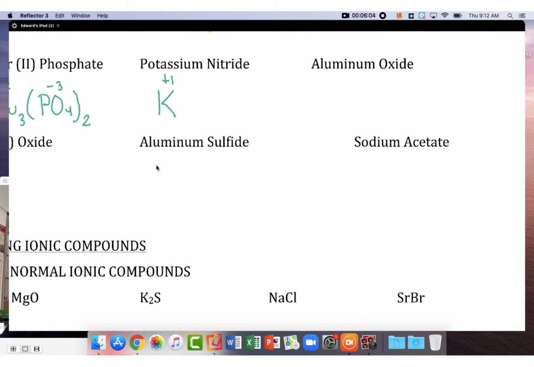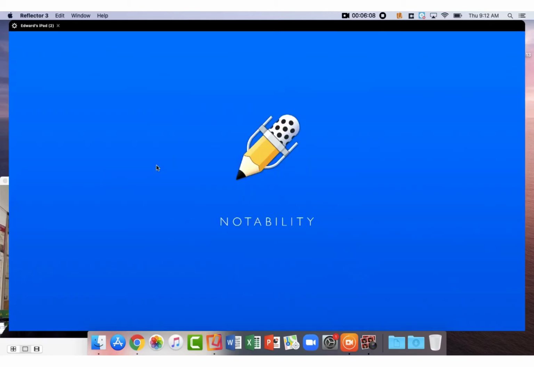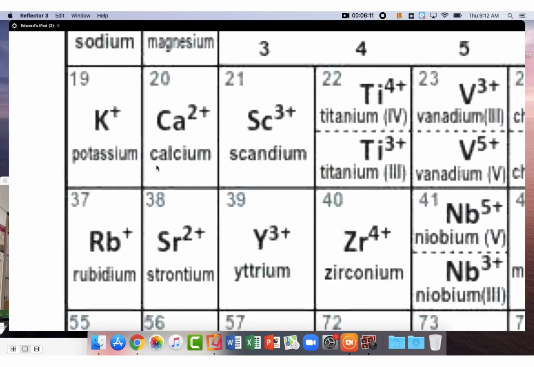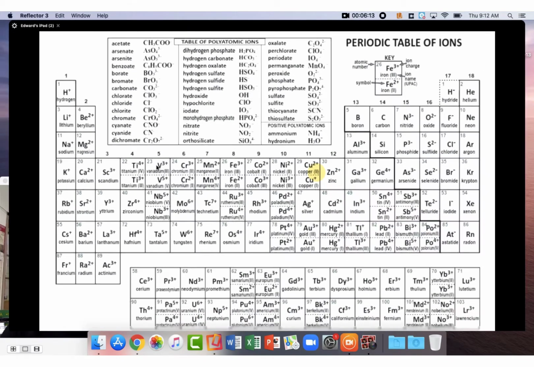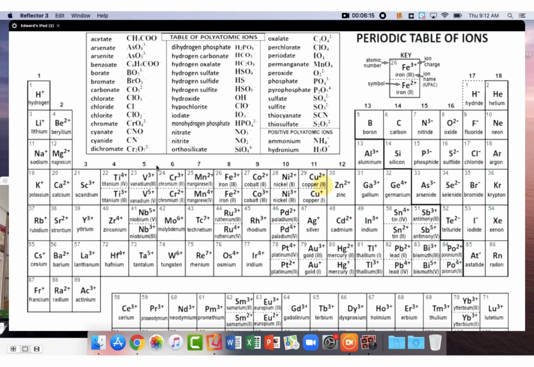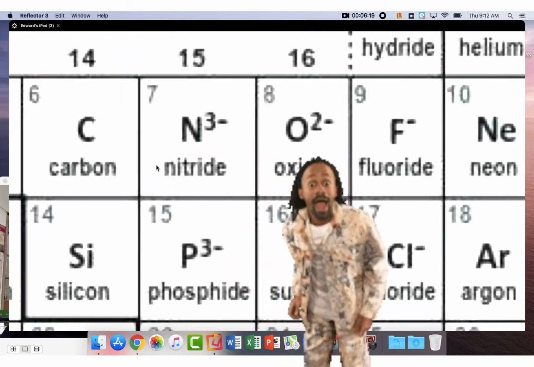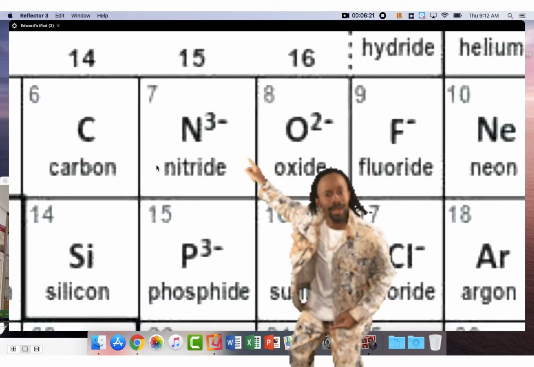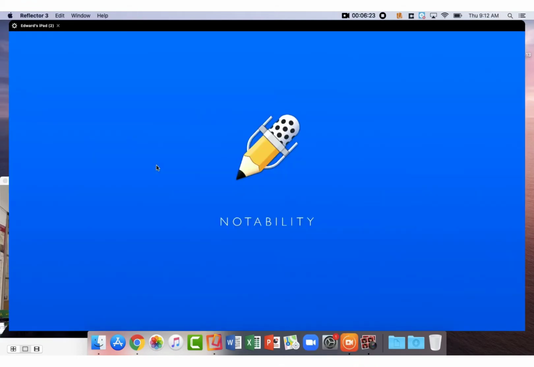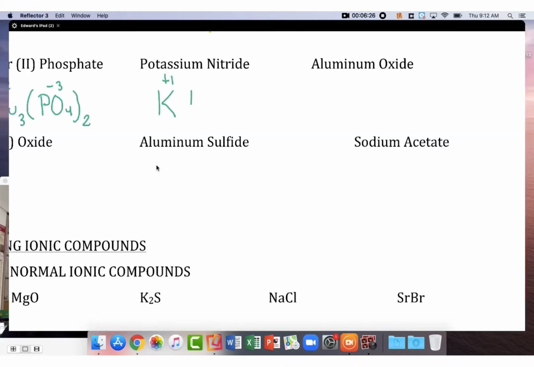So we need to go back. I have two screens going here, and I keep pushing the wrong screen. I'm sorry about that. We go back to our chart, and it's going to be on the other side, and it was nitride, right? And it's right there. And nitride is -3. Nitride. Crisscross.